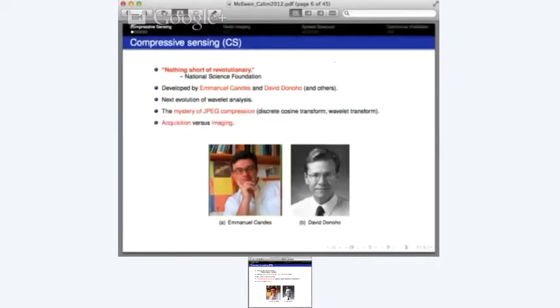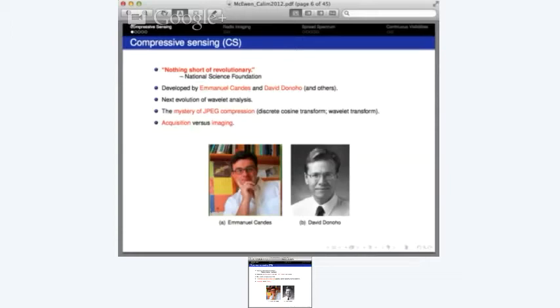So going back to the fundamentals of compressed sensing, it really comes from this idea of this mystery of JPEG compression, kind of along some of the ideas that Tobias was telling us about. That we take an image with, say, millions of pixels, if it's just a standard camera, but then we throw away a lot of this information. We do JPEG compression. So why did we bother measuring all of that information in the first place?